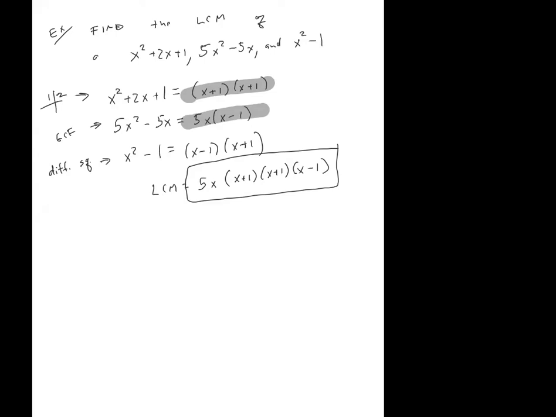Let's call this example A. How about example B? x squared minus y squared, x to the third plus y to the third, and x squared plus 2xy plus y squared.